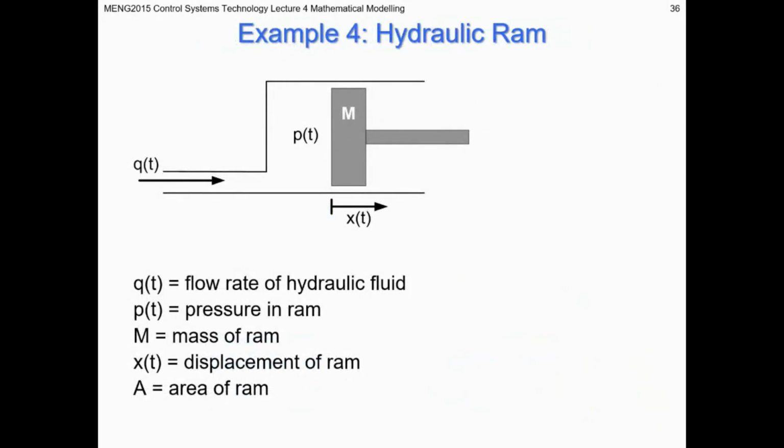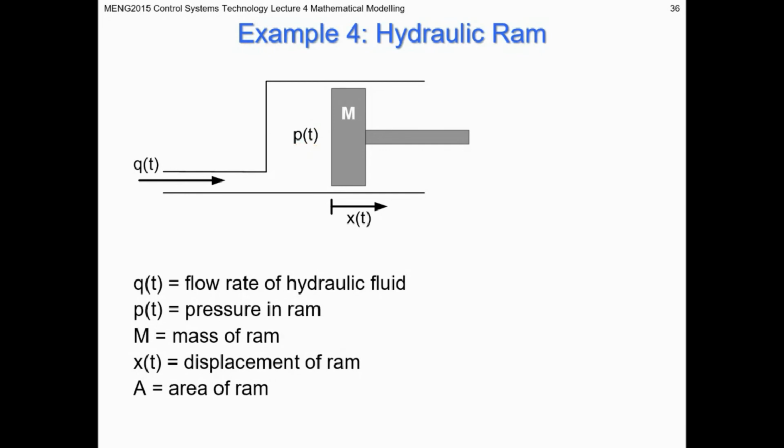Our fourth example for modeling is going to be a hydraulic ram. In this model, we're going to start with a very simple model, and then add a few minor complexities to it. In terms of our assumptions, you can see the parameters listed here on the left-hand side. Q is the flow rate of hydraulic fluid into our ram, or into our cylinder.